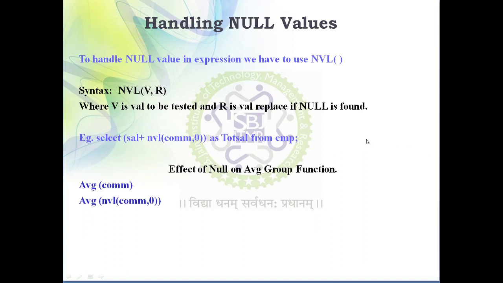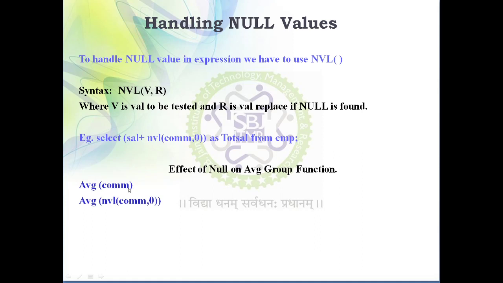Now here, what is the effect of null on the average group function? We discussed there are 5 group functions: min, max, sum, count and average. We also understand that aggregate functions ignore the null value. So what is the effect of this ignorance of null values on the average aggregate function? Here I mention two things: average of commission and average of NVL(commission, 0).